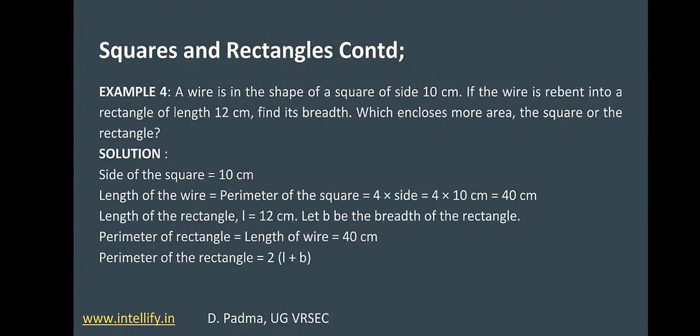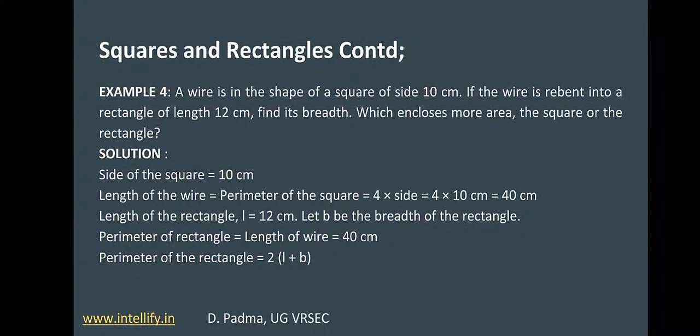And the another example is, a wire is in the shape of a square of side 10 centimeters. If the wire is rebent into a rectangle of length 12 centimeters, find its breadth. Which encloses more area, the square or the rectangle? So here they gave one wire. It is in the shape of a square of sides 10 centimeters. And they bent the wire and it became a rectangle. So it means the length of the wire is the same, but they bent the wire.